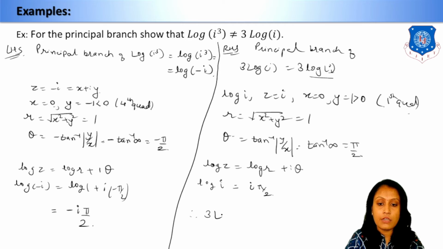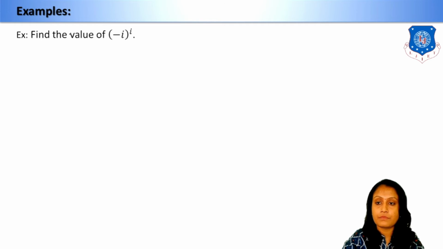Therefore 3 log I is what? 3I pi by 2. Therefore LHS is not equals to RHS. Alright, now let's move to the next example.